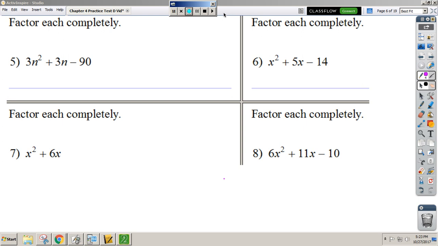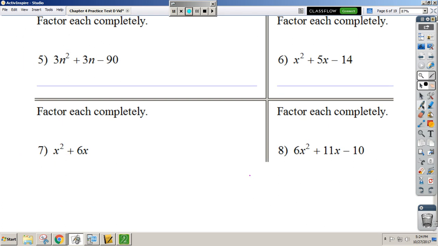Alright, so we'll pick up there from 4.3. So these are factoring problems. The first thing you should always do with every factoring problem is see if there's what's called a greatest common factor. So if you look at number 5, you look at the numbers 3, 3, and negative 90, they all have a common factor of 3. So I'm going to pull that out.